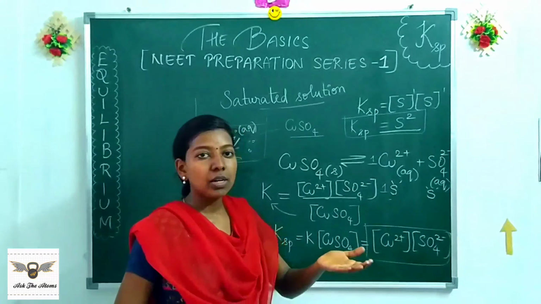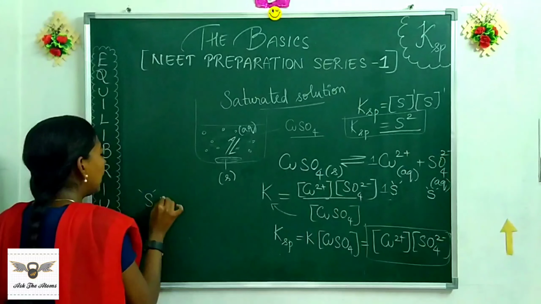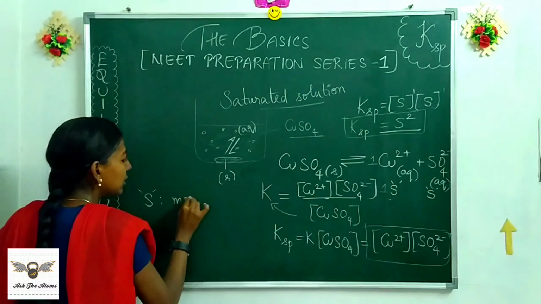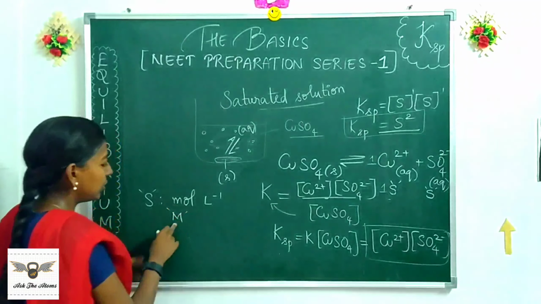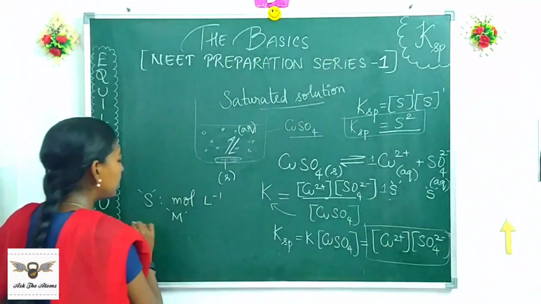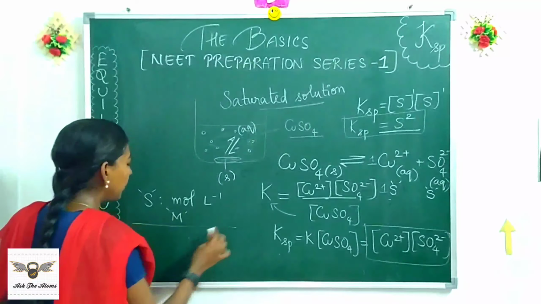So it can be given in units. What are the units of S? I will tell you. The SI units are mole per liter, or molarity, molar units. Sometimes they can also be given in gram per liter, but this is not going to be our unit. The most common SI unit is going to be mole per liter or molar units. But this is about solubility. Now let me tell you what is meant by the word solubility.